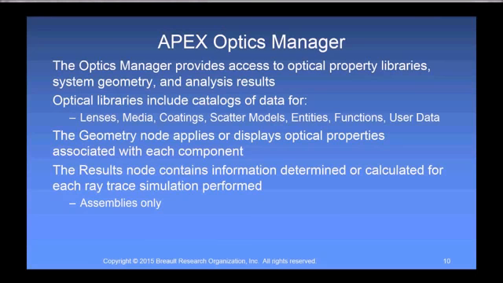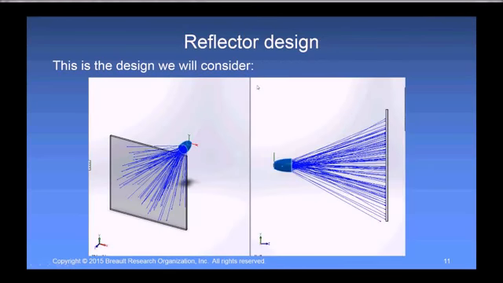So what we're going to do is walk through the four-step process. And I'm going to use a relatively simple design. In this particular case, we have a reflecting cavity. I'm going to position an LED at the base of that, trace some rays, and then we'll look at the output and do some analysis.